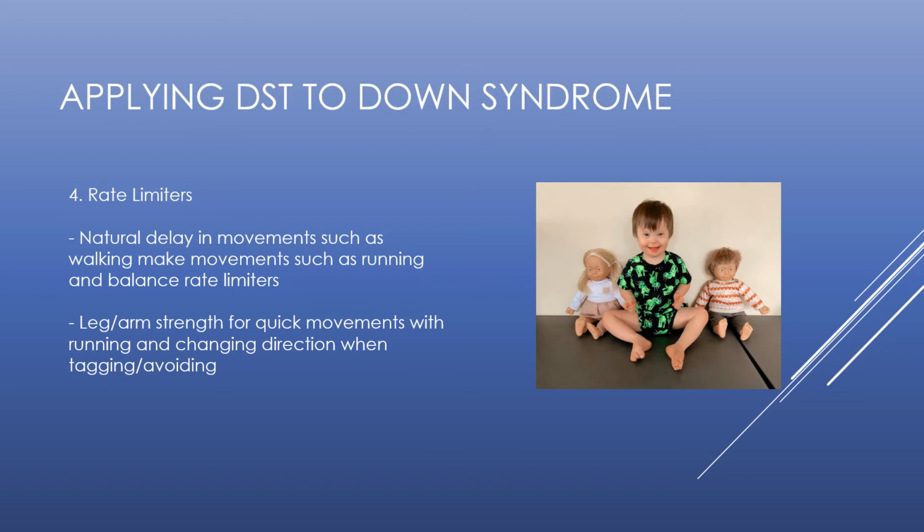Finally, we can discuss the rate limiters which impact on how a learner moves when applied to the game of Tiggy. Due to the natural delay in movements such as walking, movements such as running and balance become rate limiters. Also, leg and arm strength for quick movements when you're running and changing direction in Tiggy when trying to avoid and tag also become rate limiters.